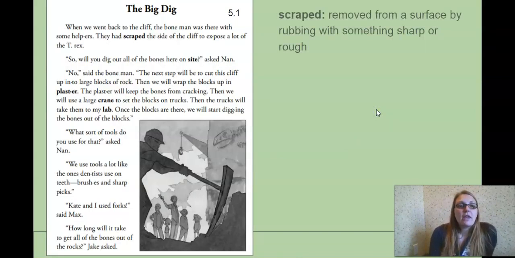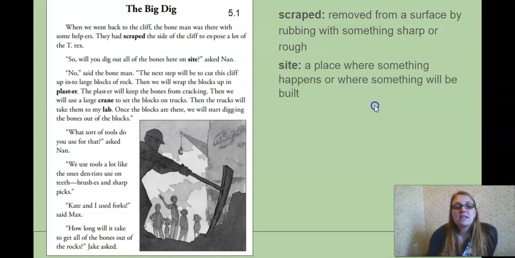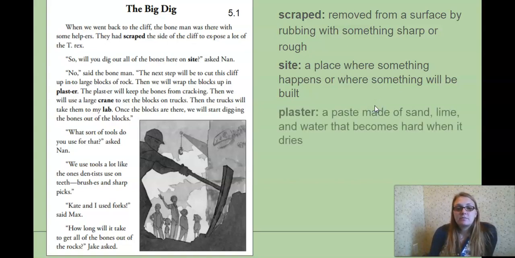Okay, our vocabulary. Scraped, which means to be removed from a surface by rubbing with something sharp or rough. So you might scrape a sticker off of something, or you might scrape the wall. Scraped. A site, a place where something happens or where something will be built. So the bones are on the dig site. Plaster, a paste made of sand, lime, and water that becomes hard when it dries.